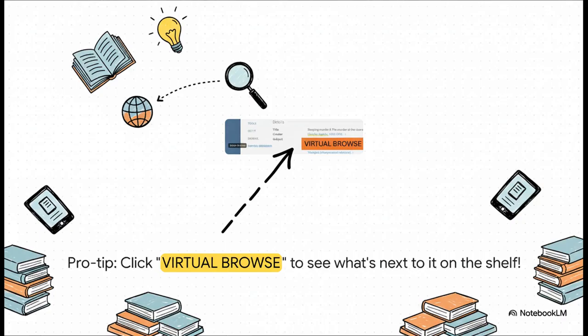Okay, and check this out. This feature is seriously cool. It's called Virtual Browse. When you click it, it shows you the other books that are sitting right next to this one on the actual library shelf. It's an amazing way to discover related books you never would have thought to search for.